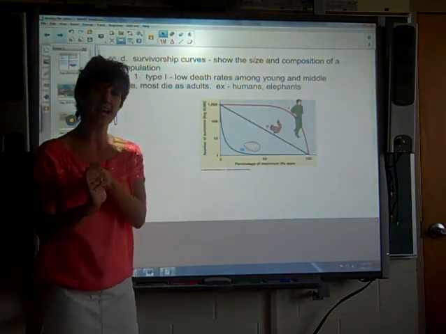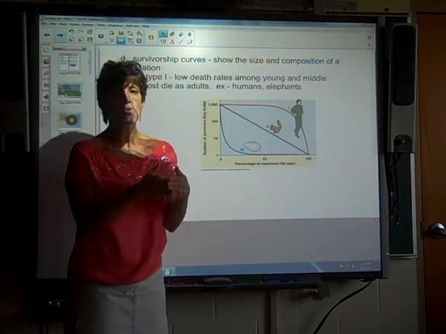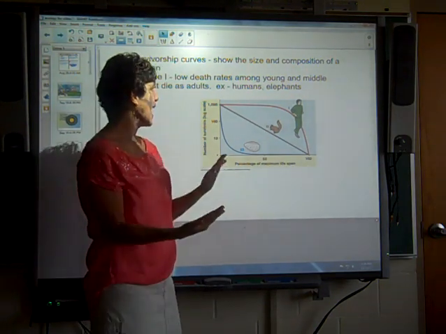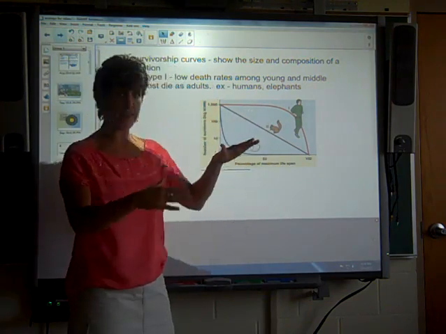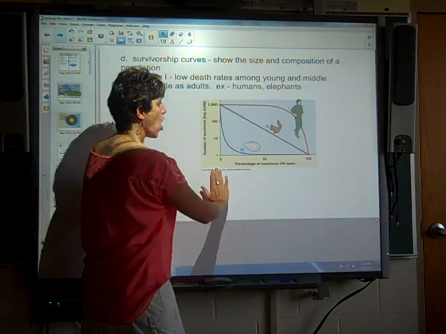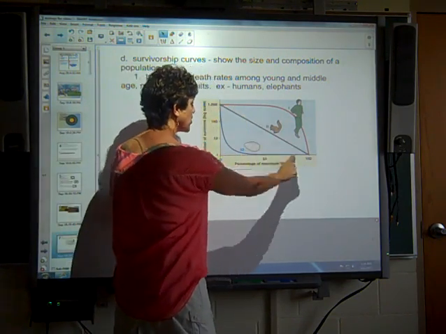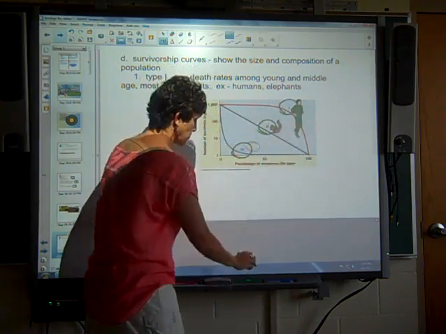This is our next study of a population. We want to look at how long do they live? When are they most likely to die? So there are three parts of the curve. And I want you to draw this in your notes. Draw the curve. We've got the number of survivors over their lifespan. Here is curve one, here is curve two, and here is curve three. And you'll notice these are Roman numerals.